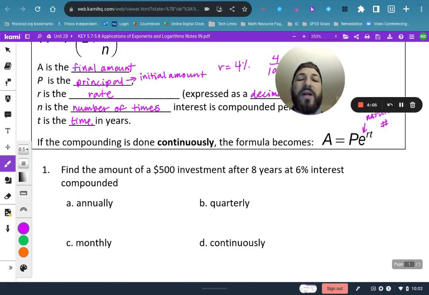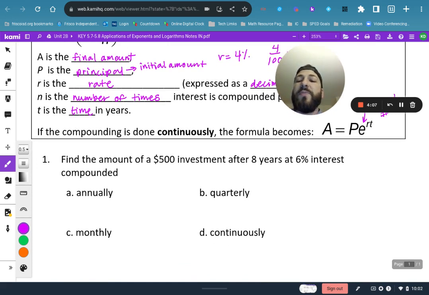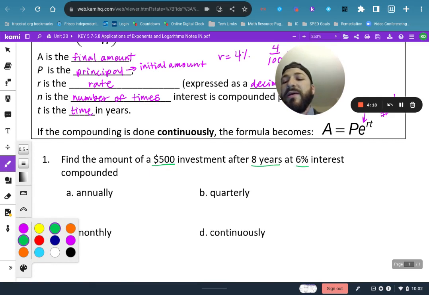So let's look at number one. We're going to talk this out as we plug it in. We want to find the amount of a $500 investment after 8 years at 6% interest compounded. And we want to identify some of our key information in this problem that's going to be important to us. So we have a $500 investment. That's definitely going to be our P. That's our starting amount.